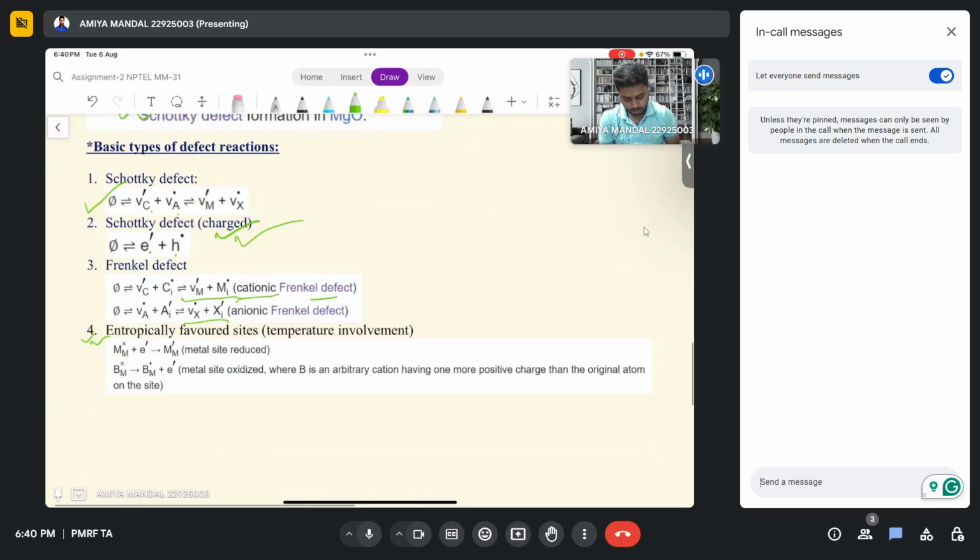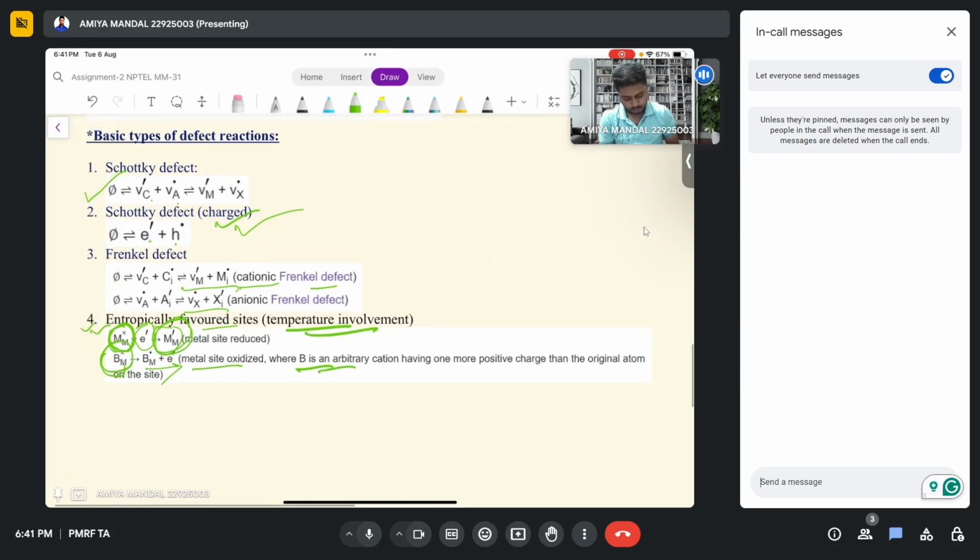Now I am just going to tell about the entropically favored side, which involves temperature. If temperature is involved, then no electron must be involved. So at the rest position of the metal site, if an electron is added there, then it will be reduced. Similarly, it will be oxidized after electrons are removed from the B site. So B is also a cation site. Okay, so these types of defects can be found here.